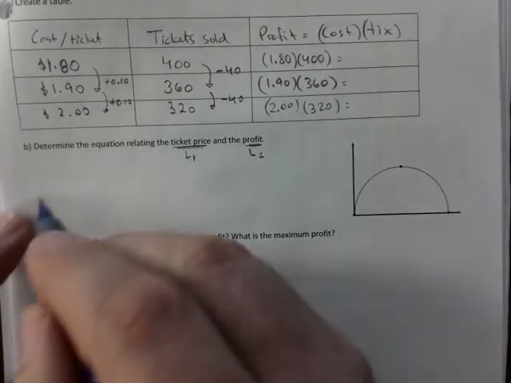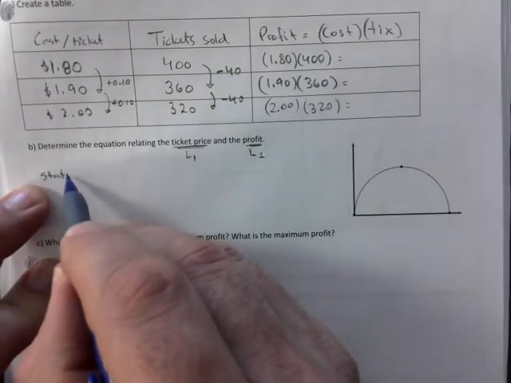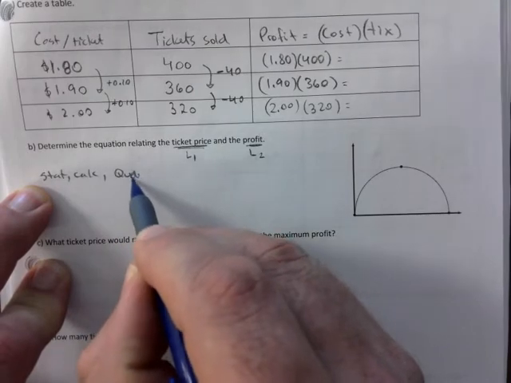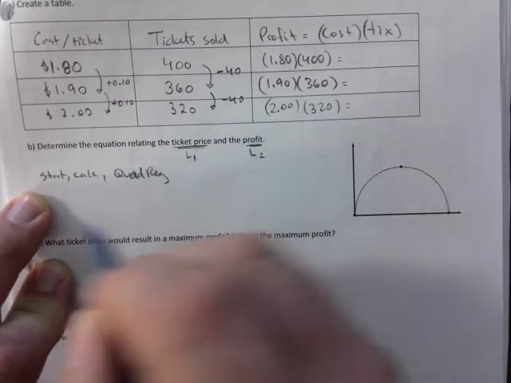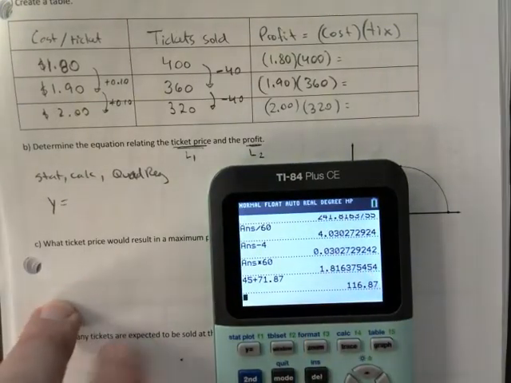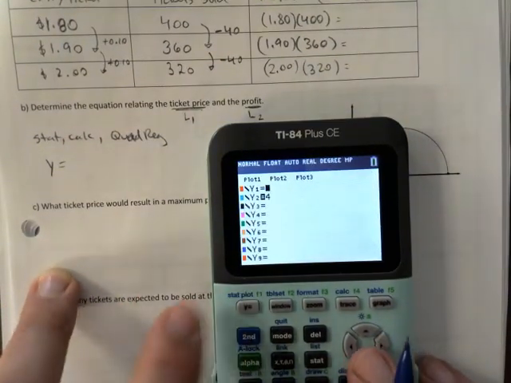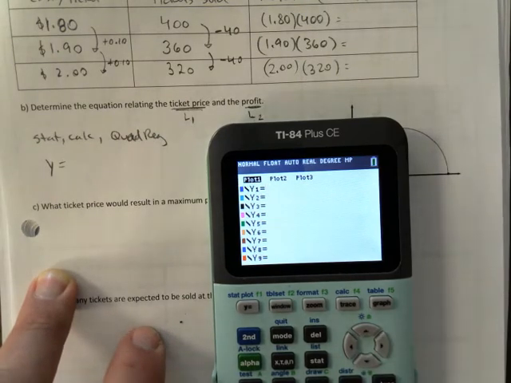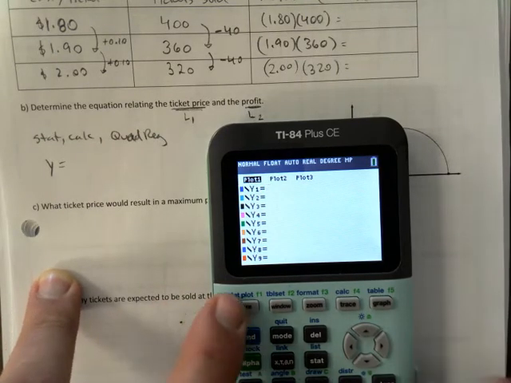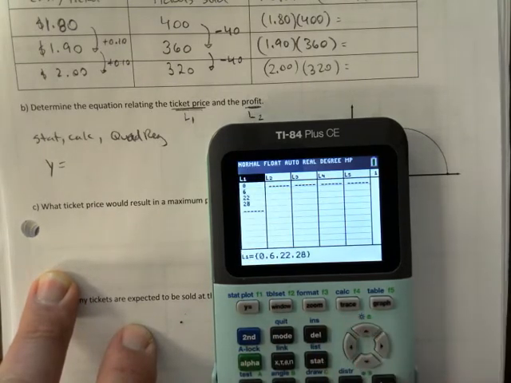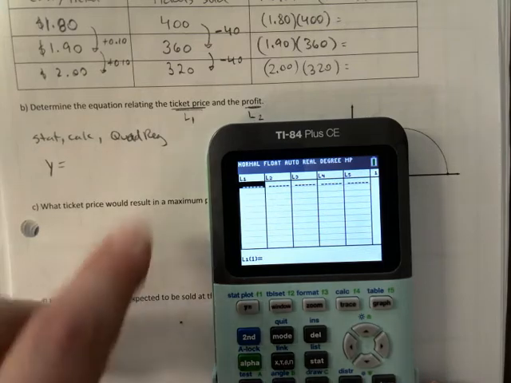Then we'll say stat, calc, quadratic. Okay, quadratic, and we're going to come up with the equation. So you take your calculator. Before you do anything else, turn on plot 1. I will clear everything in my Y's. I will go to stat edit, clear, and notice how I enter this.